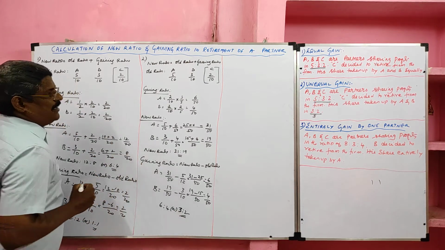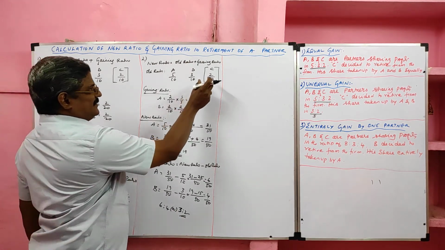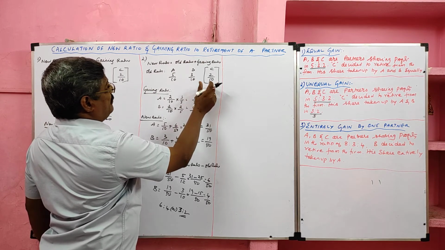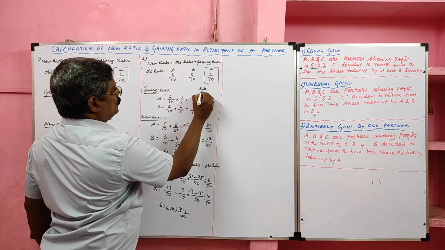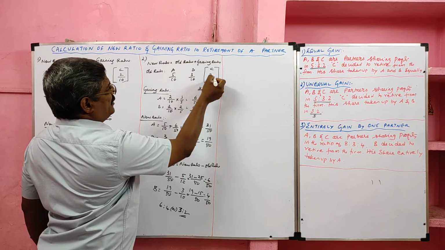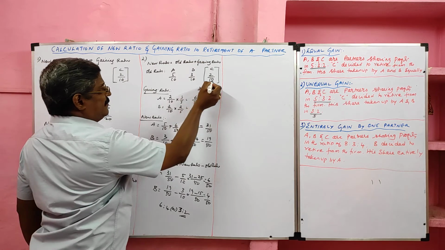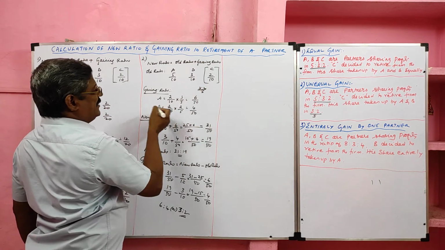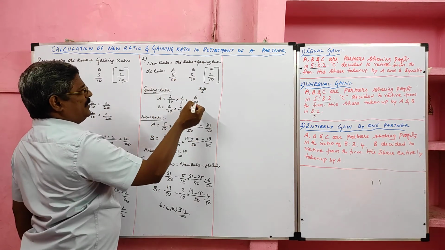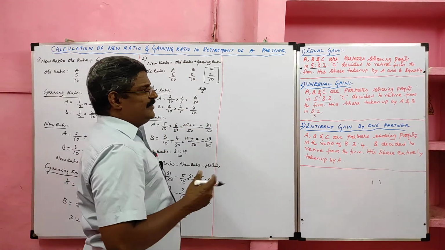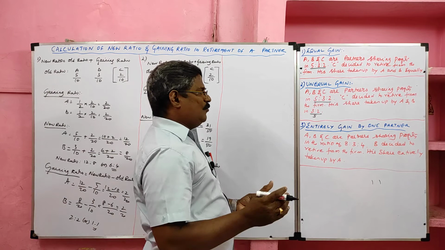3:2. Students, here C is the retiring partner, and his share is taken up by A and B in 3:2. So 3 by 5 and 2 by 5. So the retiring partner's share into 3 by 5 goes to A. The retiring partner's share into 2 by 5 is a gain to B. Then add old ratio and gaining ratio, you will get the new ratio. Then look at the third problem. The third problem is entirely gained by one partner.